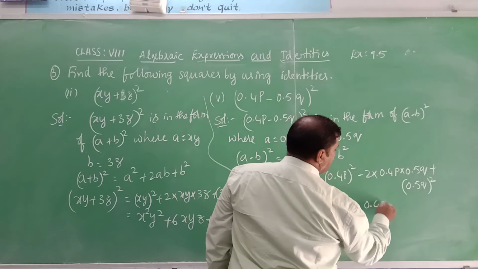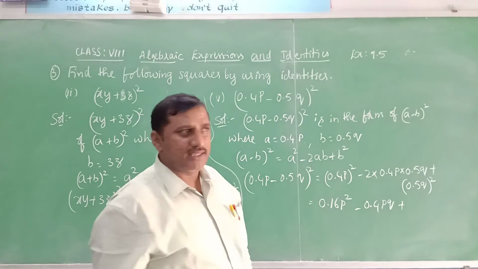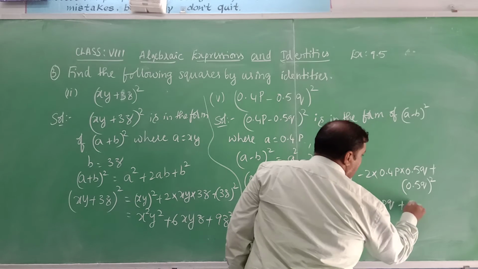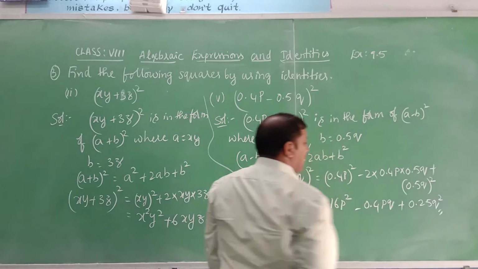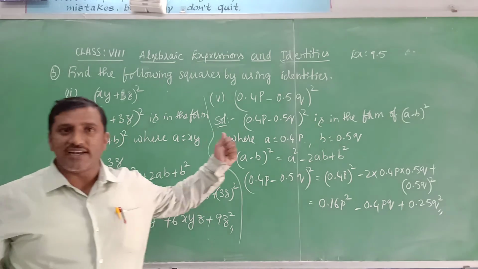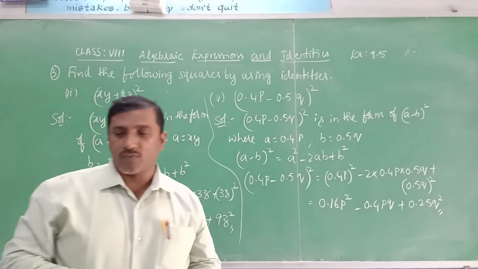P into Q is PQ plus 0.5Q whole square means 0.5 square into Q square. 0.5 square is 0.25 and Q square. Like this, we will find the products by using the identities. We will find the squares of the following by using the identities.